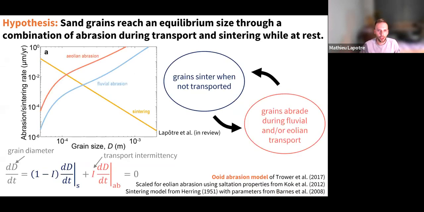So the mathematical framework for our working hypothesis is relatively simple, and it states that grain size is set by the sum of abrasion when grains are transported and sintering when they are not, such that if grain size is at equilibrium, then the sum of the two terms here in the equation, bottom left, just must be equal to 0. So we'll consider the case of abrasion in both fluvial and aeolian environments, as both are known to occur on Titan. And the I term here in the equation is simply the transport intermittency, or the frequency of transport events.